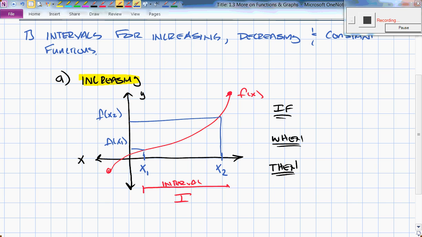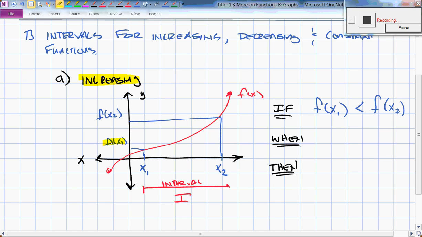So here's the deal. If f of x1 is less than f of x2. So let's go look at the graph, and let's make sure: here's f of x1, here's f of x2. Do you agree that f of x1 is less than f of x2? Yeah, because it's on the y-axis, the f of x1 is definitely lower. So if this is true, when x1 is less than x2, so take a look at the x-axis. Is that true? Is x1 definitely less than x2? Yeah, it sure is.